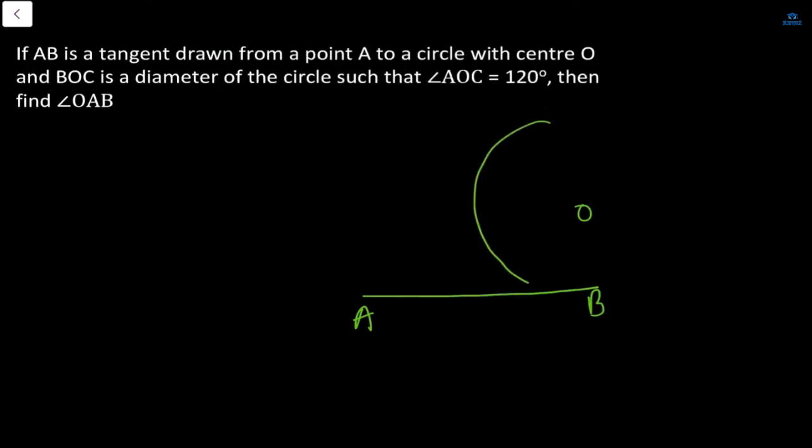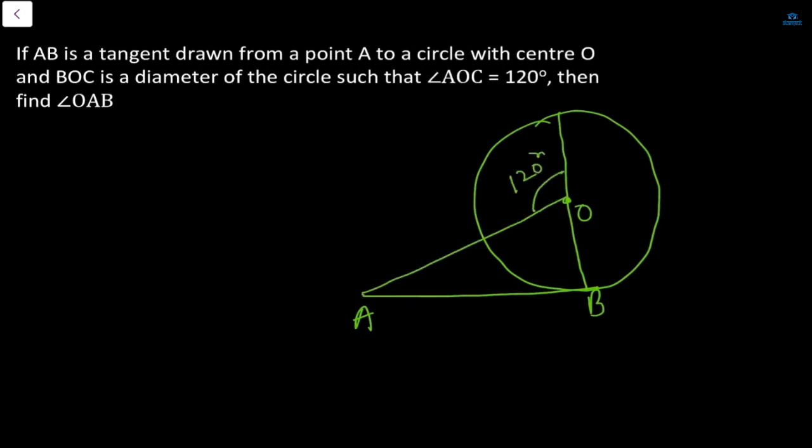Ma'am, I think it will be 60 degrees because a diameter means the radius is half of the diameter. This is given 120 degrees. That is 120. I thought angle AOC, no? AOC. BOC is the diameter.